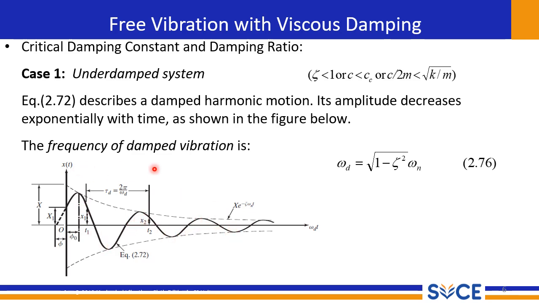Hence, the frequency is called the damped frequency, which is of the form omega n times the square root of 1 minus zeta squared. This graph typically represents underdamped systems. This is the most practical, application-oriented system, which is used in most of our automobiles.